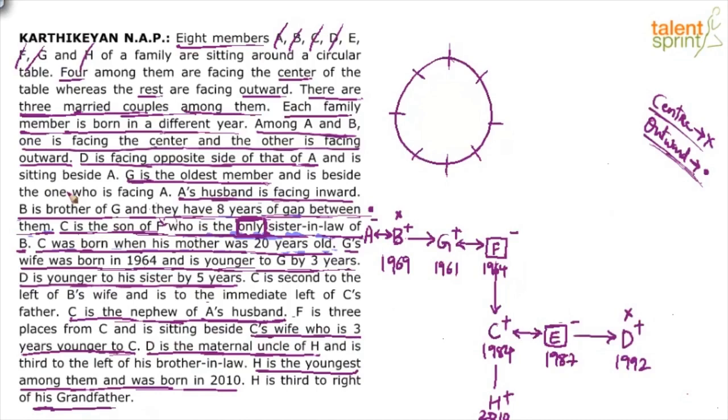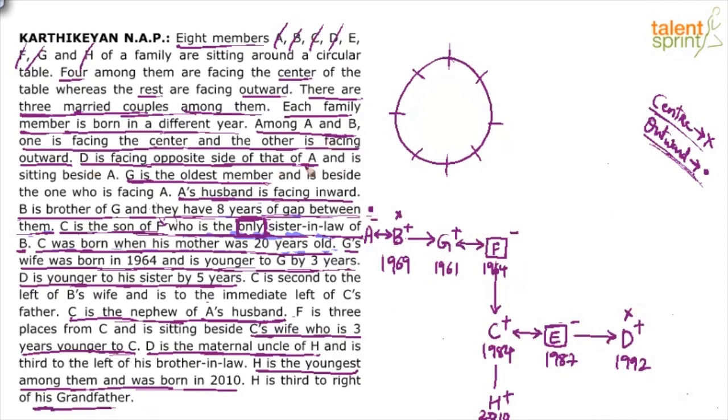Anything else given about inward, outward? No. C is second to the left of B's wife, and is to the immediate left of C's father. F is 3 places from C, sitting beside C's wife. So I think only 3 points have been given about the center or outwards: A is facing outward, B is facing center, and D is facing center. Let's try and use it.